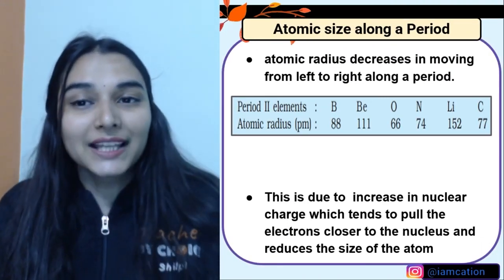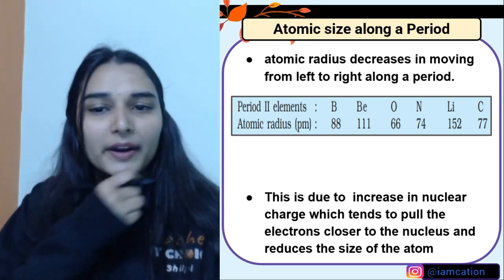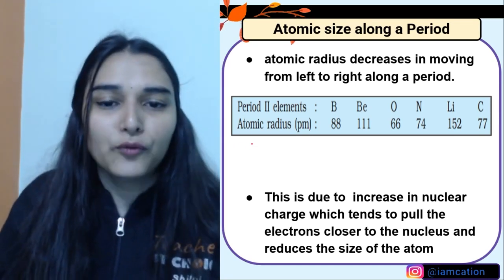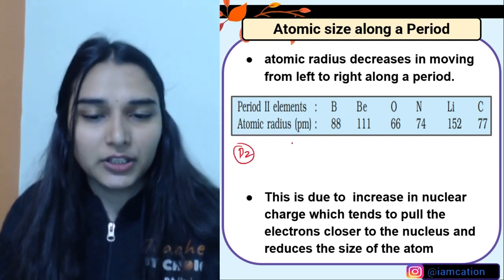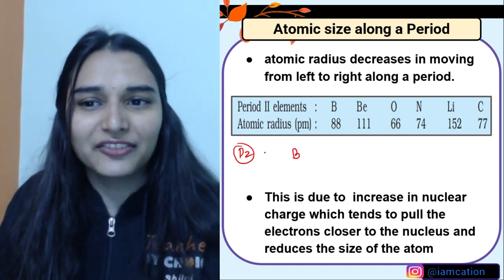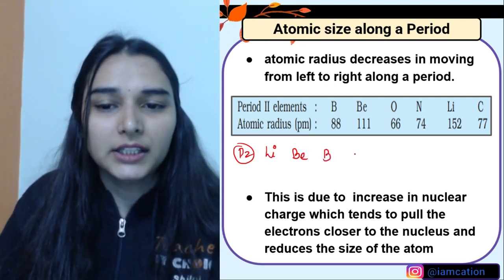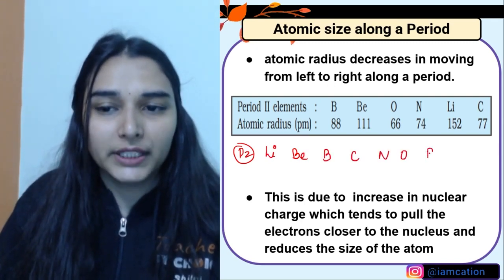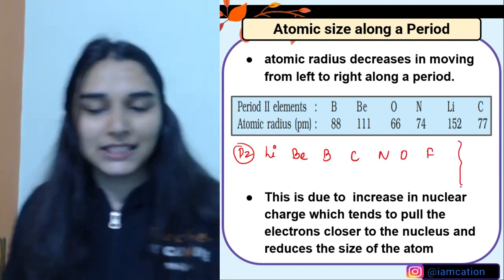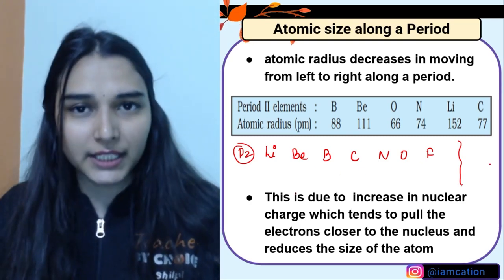Okay, now what is the trend of the size across a period? Along a period, what happens? Look, we will see the group trend later. Watch the period, second period elements I am arranging now. Boron, will you start from boron? No ma'am, we will start from lithium. Okay, lithium, beryllium, boron, carbon, nitrogen, oxygen, fluorine. Only up to group 17 we are taking. We are not talking about the noble gases right now. Okay. Lithium, beryllium, boron, carbon, nitrogen, oxygen, fluorine.